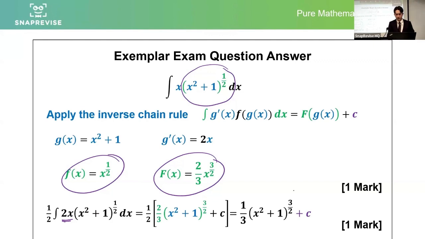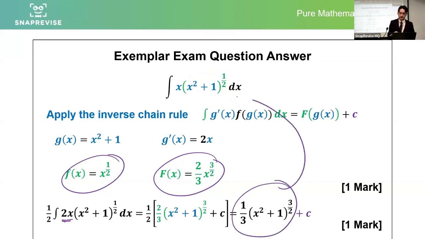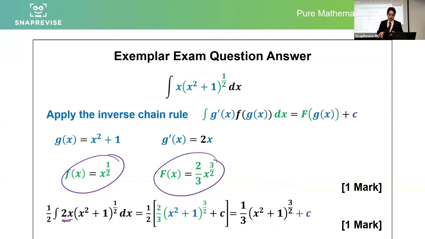You can always differentiate this and check it actually works. Check it actually gets you back to this. If you're confident with chain rule, that will work. And the way you approach that might have been slightly different, but it's still effectively reverse chain.